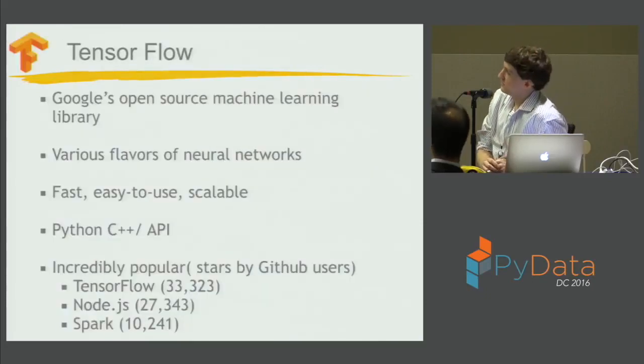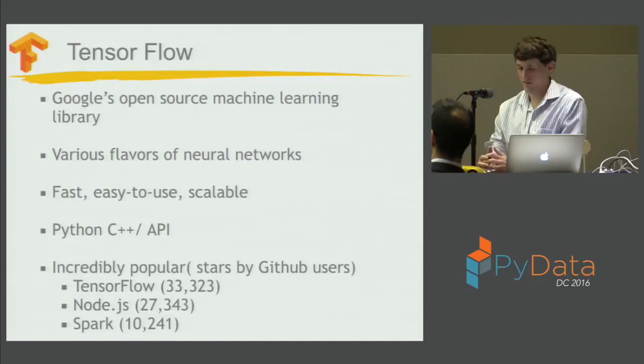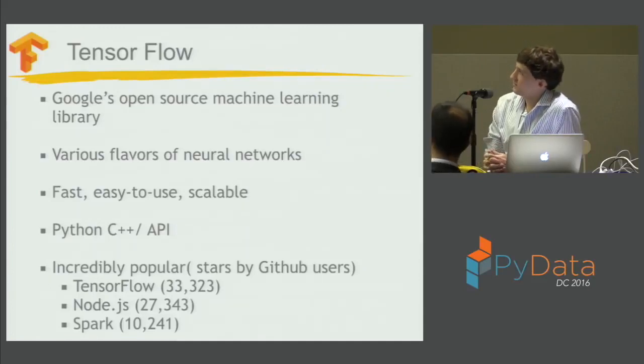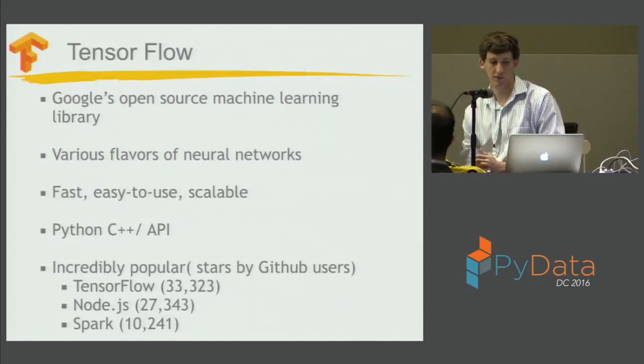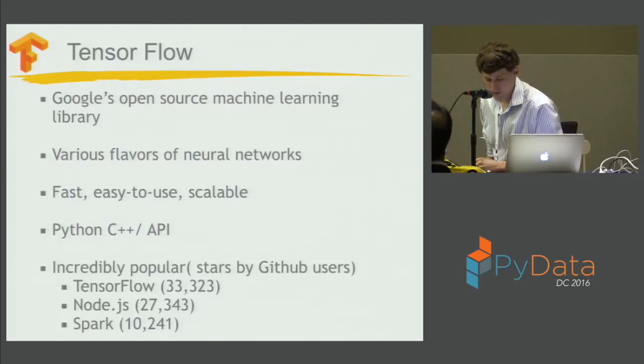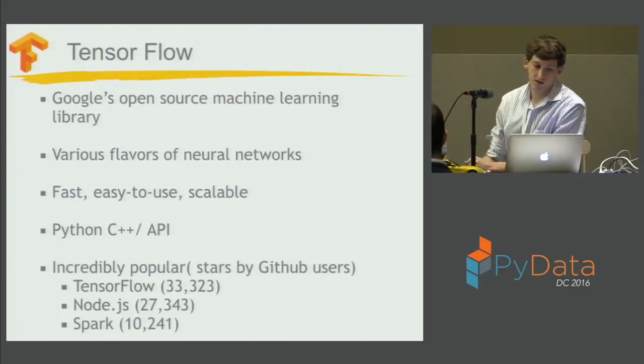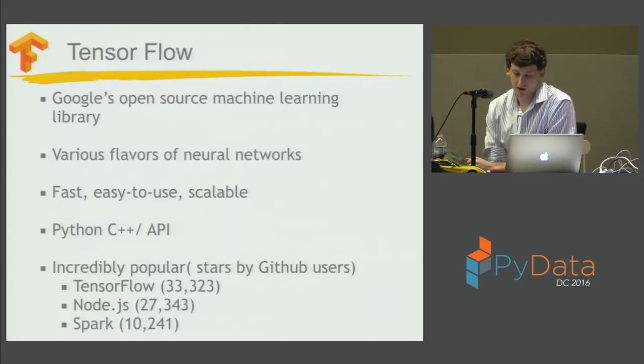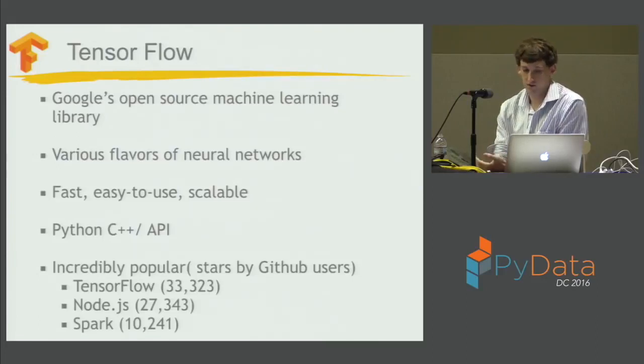All right, TensorFlow. I think it's the most challenging machine learning Python library out there. It's Google's open source machine learning library. I think it came out in November of last year. It's used primarily for training various flavors of neural networks. I think you can also train linear models with it, but I don't believe at this time that you can use it for gradient boosting or random forests or other kinds of bread and butter algorithms.